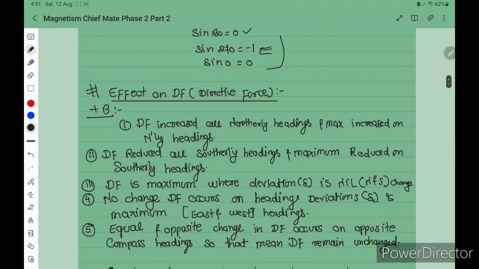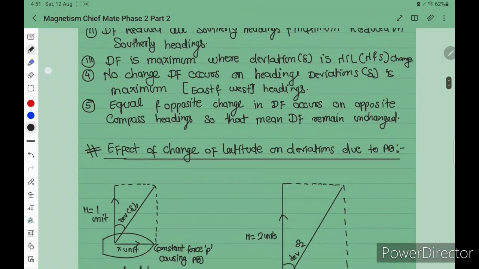Effect on DF, directive force, plus B. DF increases on northerly heading and maximum increase on northerly heading. DF reduces on southerly heading and maximum reduce on southerly heading. DF is maximum where deviation is nil, that is north south headings. No change of DF occurs on east-west headings, where deviation is maximum. Equal and opposite change in DF occurs on opposite compass headings, so that means DF remains unchanged.